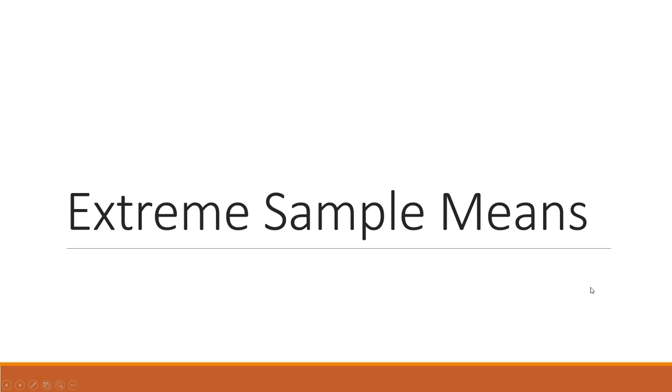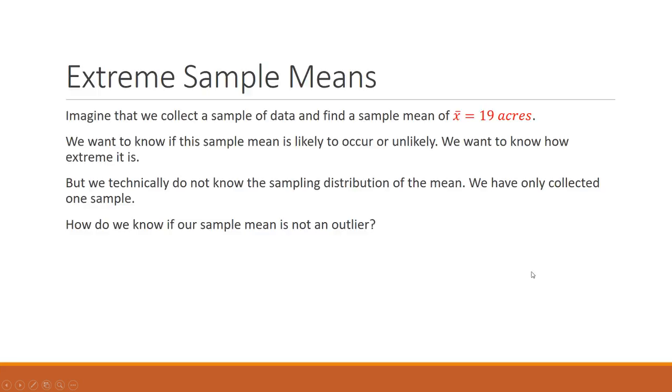Now we're going to want to know how extreme values are. So extreme sample means. So let's think about this. Imagine that we went in and we collected a sample of data. Let's use our standard: we're collecting a sample of data from farmers in northern Ghana. And we go in, we collect one sample of data, and we find that our sample mean, that means the average land size in our sample, is 19 acres.